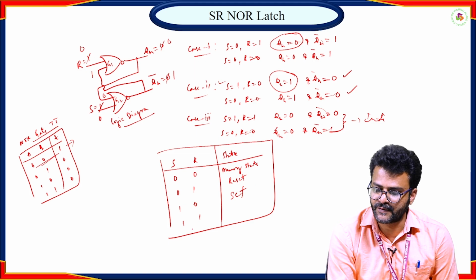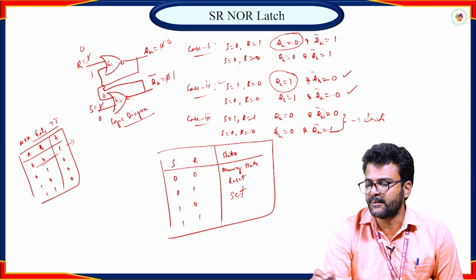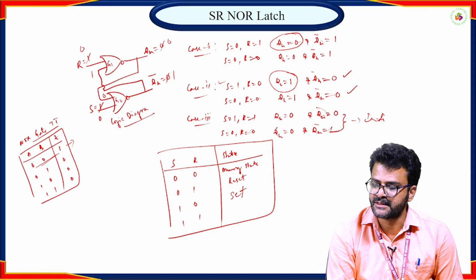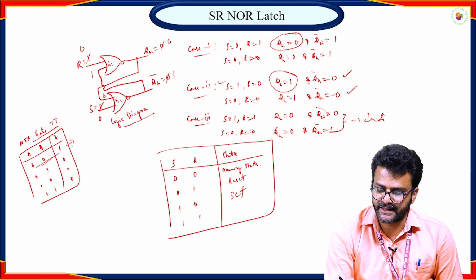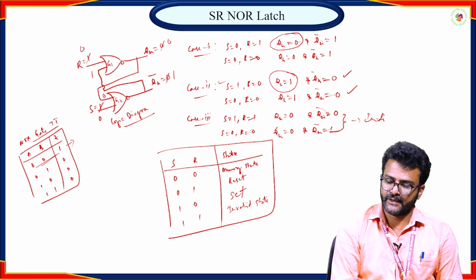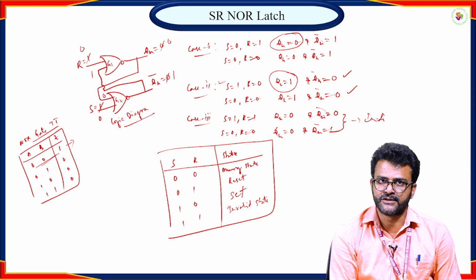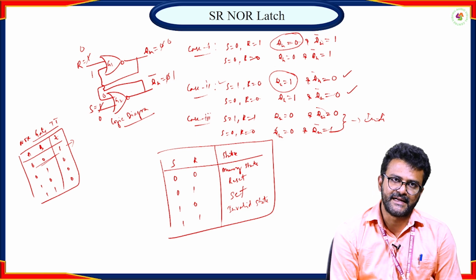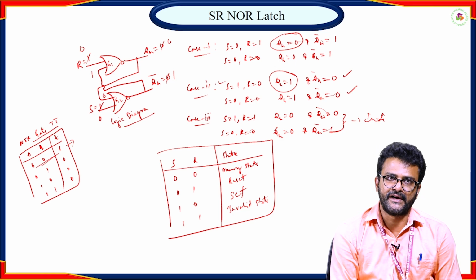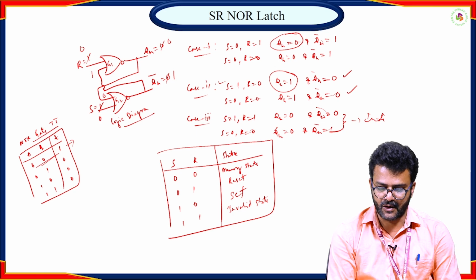And when S is equal to 1 and R is equal to 1, if you observe in the different cases, we got Qn and Qn bar equal to 0, and when we remove the inputs, there is a change in the data. So that's why we call this state the invalid state. So in the SR NOR latch, when S and R values are 0 0, it will be in the memory state, if it is 0 1, it is reset, if it is 1 0, it is set, and if it is 1 1, it will be in the invalid state. So this is all about the SR NOR latch.